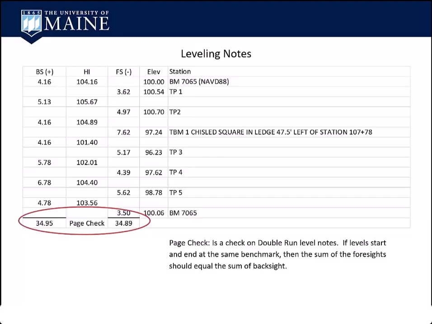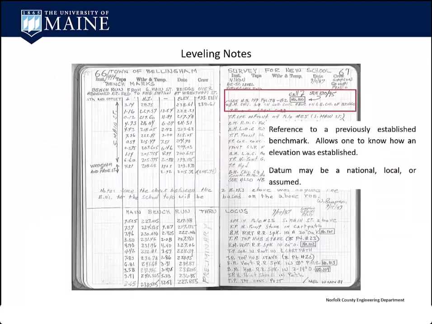That's a quick check a lot of guys will do in the field because you're not carrying elevations. You don't need to. You just do a page check, and then you're done. If you got a good check between your sums of your backsights and foresights, your elevations will be fine, because it's all derived from the backsight and foresight rod readings.